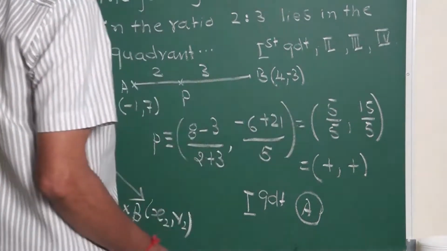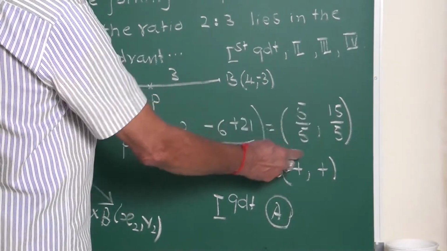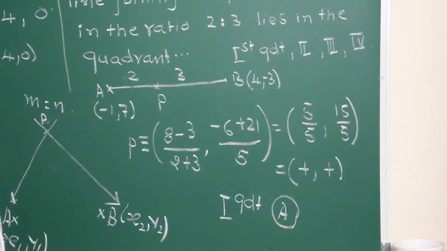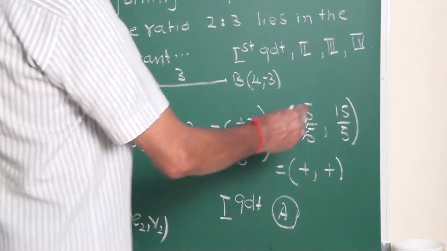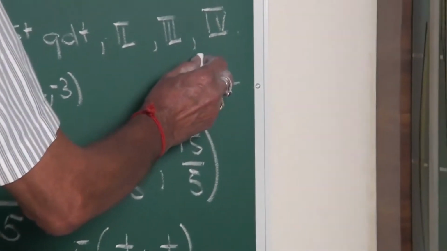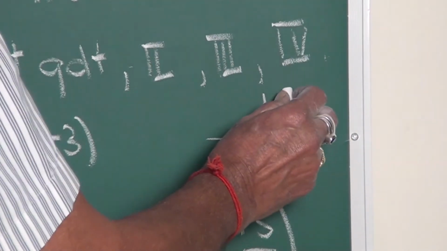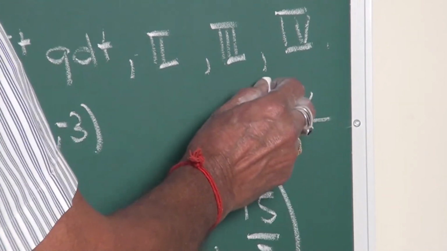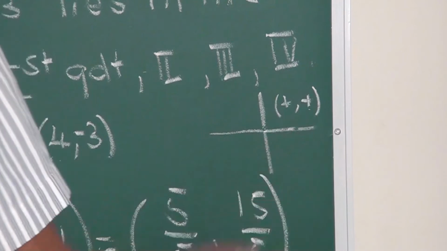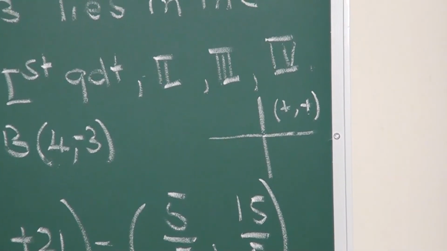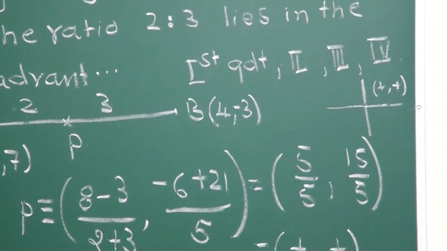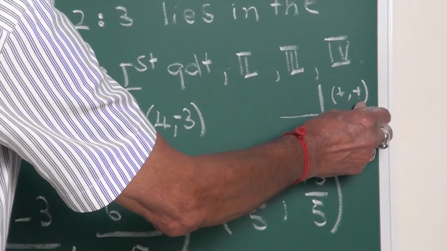Anyway, the point is (1, 3). What is this, positive? What is that, positive? Then both the x and y coordinates are positive. When both x and y coordinates are positive, which quadrant, my friends? These are the quadrants. Here x is positive, plus. Y is above, positive here. Then this is which quadrant, my friend? That is the first quadrant. Both positive, in the first quadrant, my friends.